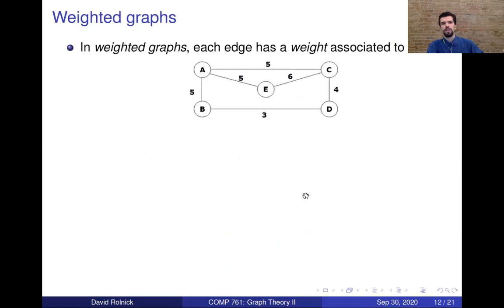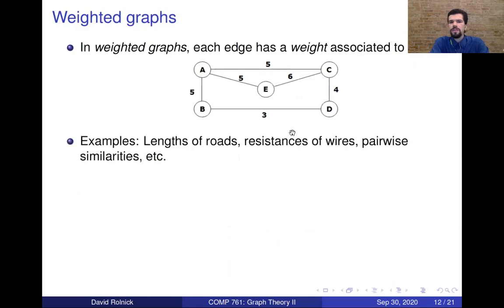Let's take a look at another variation on graphs, which also affects the adjacency matrix. In weighted graphs, each edge has a weight associated to it. And this comes up in lots of different applications. For example, the lengths of roads, or time to travel along the road, resistances in wires. If you have pairwise similarities, if you're trying to use a graph to represent similarities between different objects, and the vertices are your objects, and the edges are the strengths of the similarities between them. Those are some situations where this comes up.